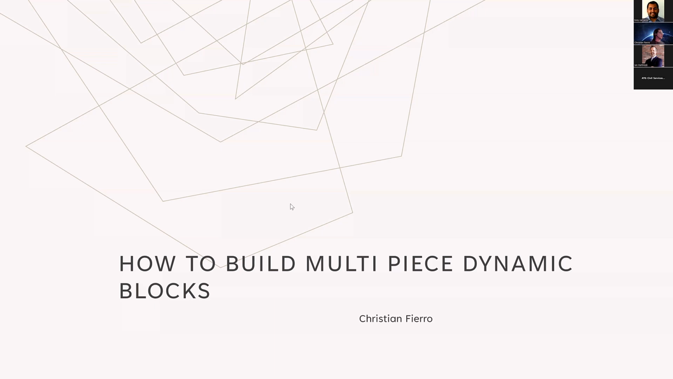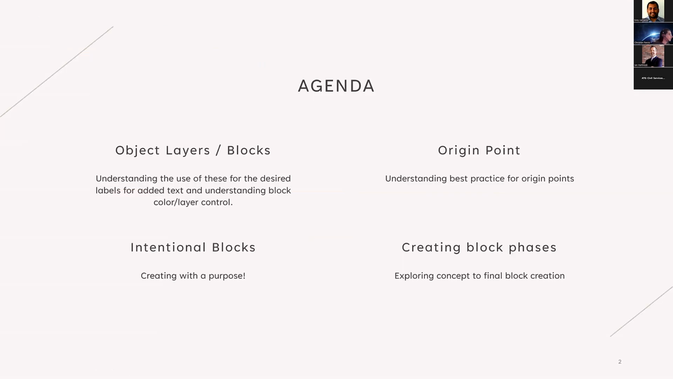Okay, it's on. Multi-piece blocks. Some topics we're going to cover: we're going to look at object layers and understand the use of these for the desired labels, for editing text and understanding blocks, color and layer control. So understanding the by layer and the by block function, and when you can decide to use it for your AutoCAD standards.